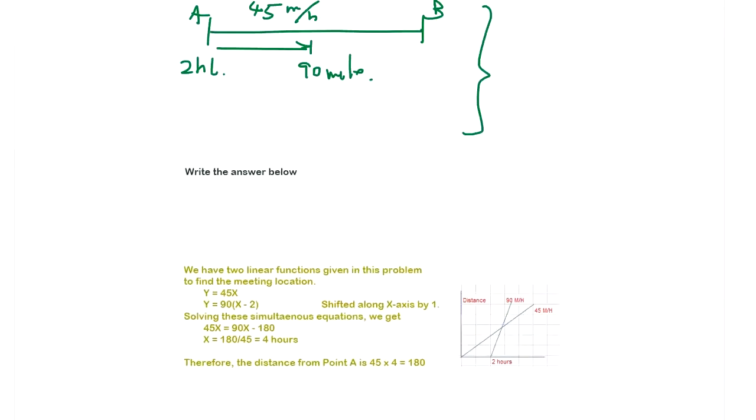So here's the equation. 45 miles per hour, this equation, and 90 miles per hour, 2 hours later, but it's faster, so it catches up here. Okay, you solve the question. We solved this question in the previous example, so please look at the previous example. It's exactly the same thing.